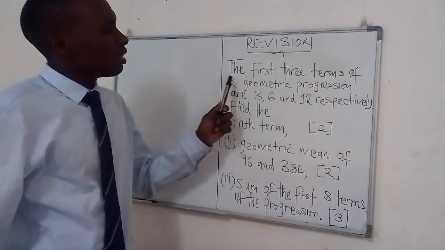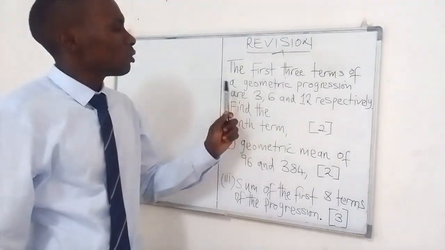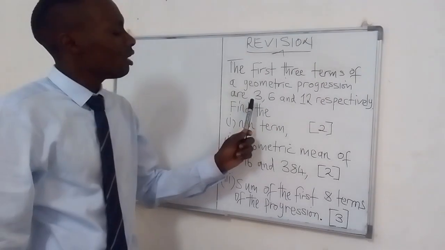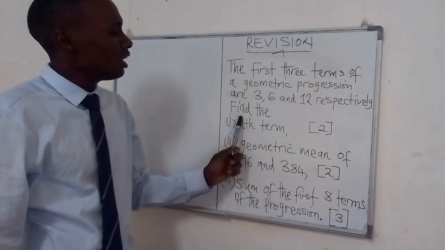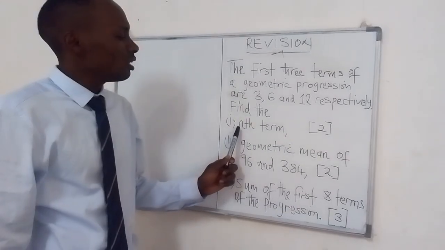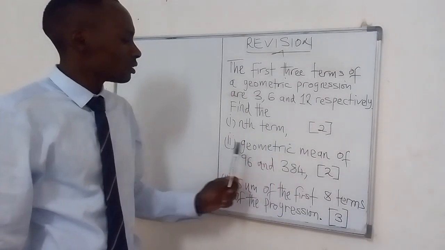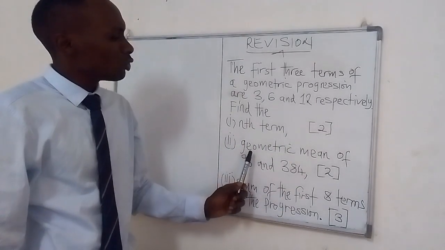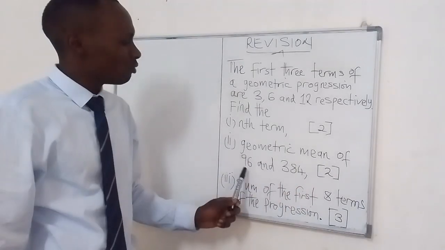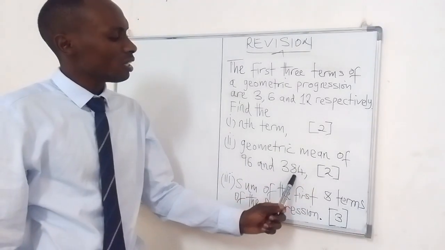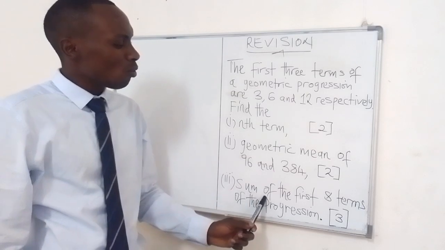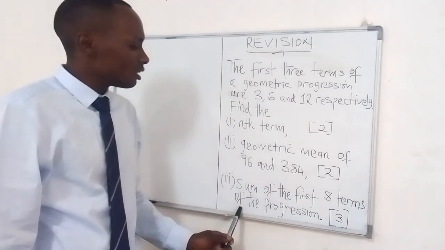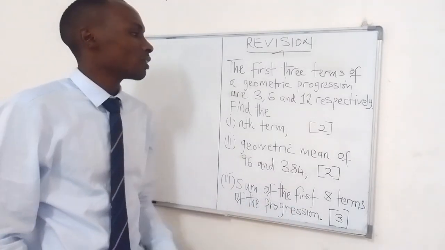The question reads: the first three terms of a geometric progression are 3, 6 and 12 respectively. (i) Find the nth term, 2 marks. (ii) The geometric mean of 96 and 384, 2 marks. (iii) The sum of the first 8 terms of the progression, 3 marks.